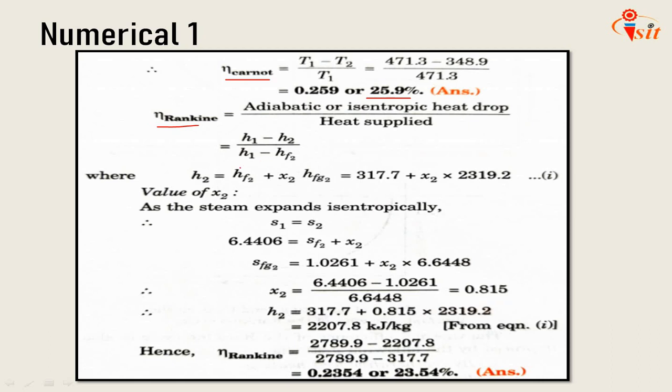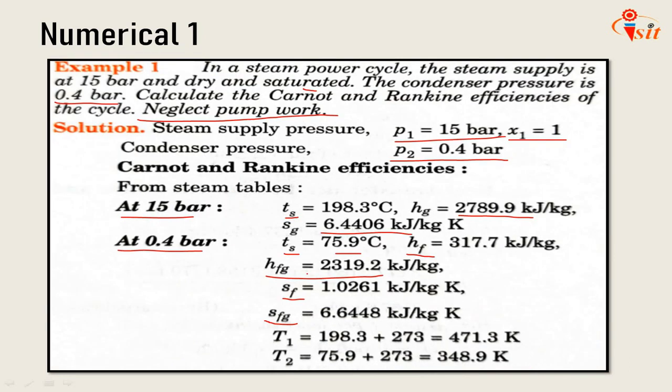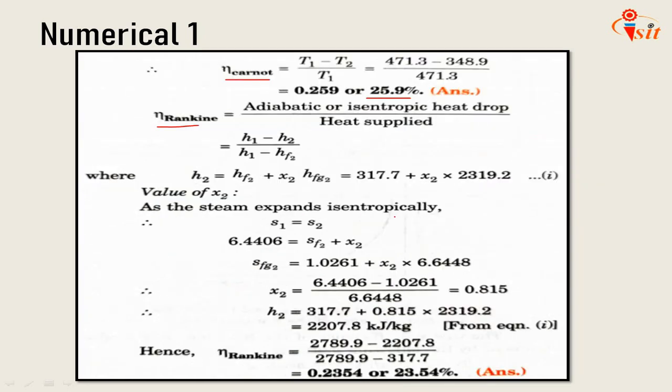Similarly, for Rankine efficiency, that is H1 minus H2 divided by H1 minus Hf2. We don't have all those values. We need to calculate H2. H1 we have, that is Hg. So we need to calculate H2, which is calculated by Hf2 plus X2 Hfg2. Hf2 is known, 317.7, X2, that is the dryness fraction, we need to calculate, and 2319.2 is Hfg2.